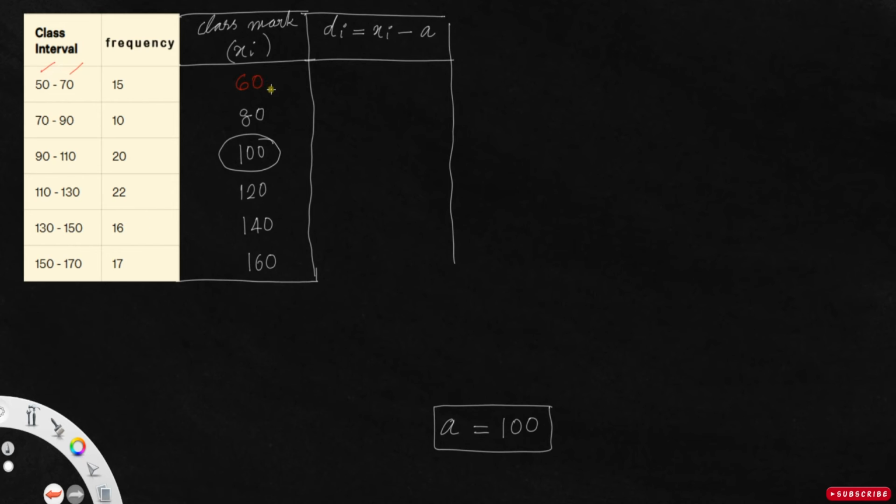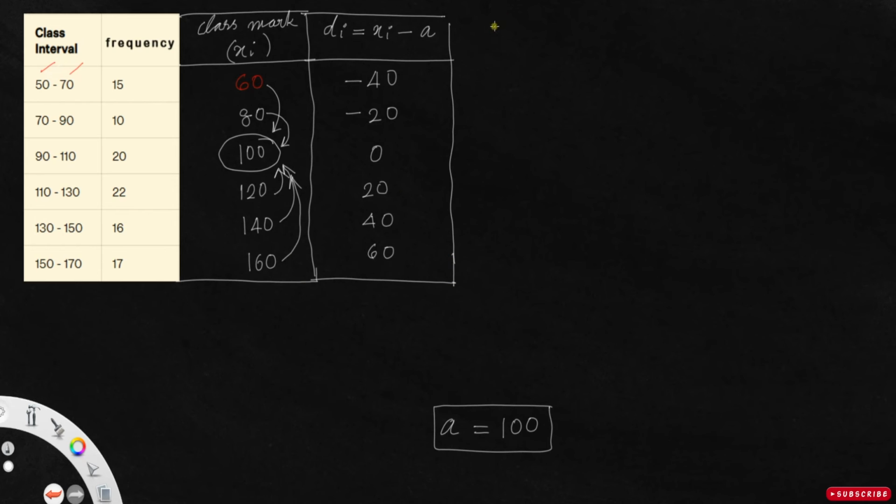So 60 minus 100 is minus 40. 80 minus 100 is minus 20. I have to subtract the assumed mean from each term of the class mark. Now 100 minus 100 is 0. 120 minus 100 is 20. 140 minus 100 is 40. 160 minus 100 is 60.